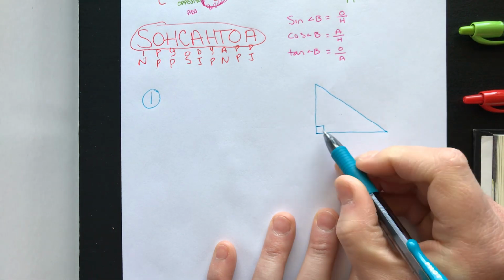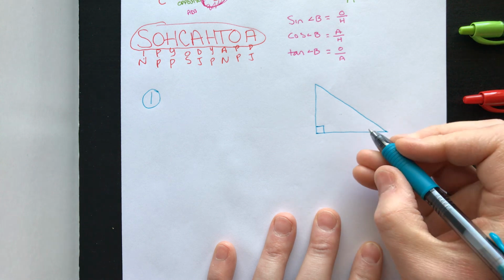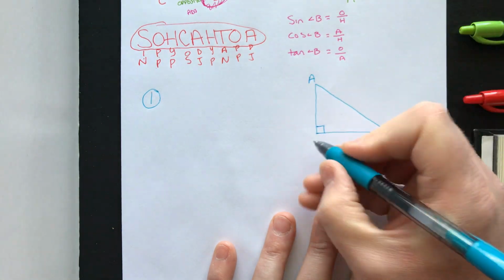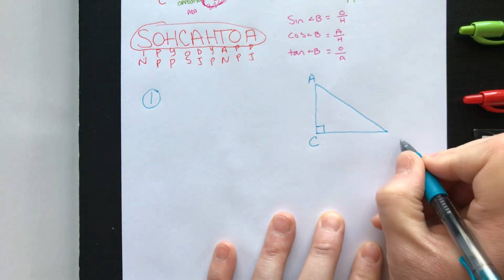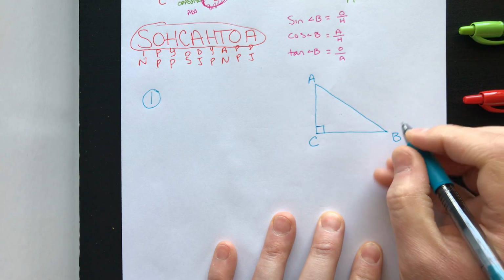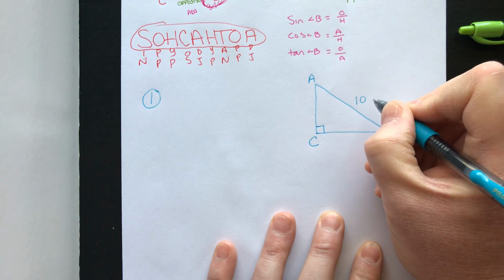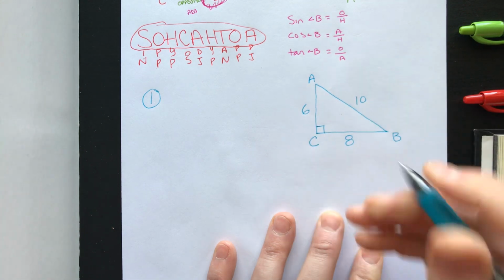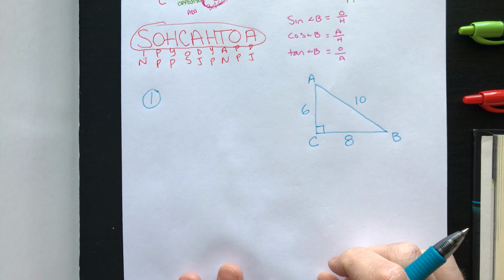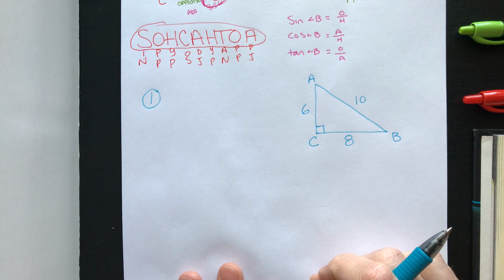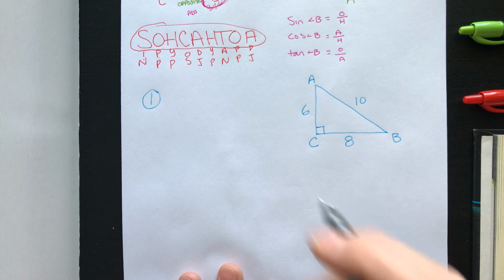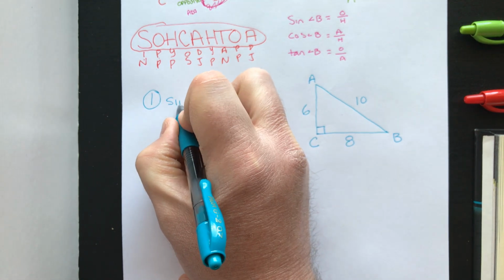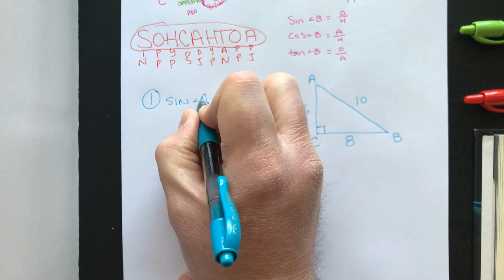There's my 90 degrees, all right? And this is A, this is C, this is B. They tell me that this is 10, this is 8, and this is 6. Once again, they just want us to write the trigonometric ratio for angle A. So they say, what is the sine of angle A?